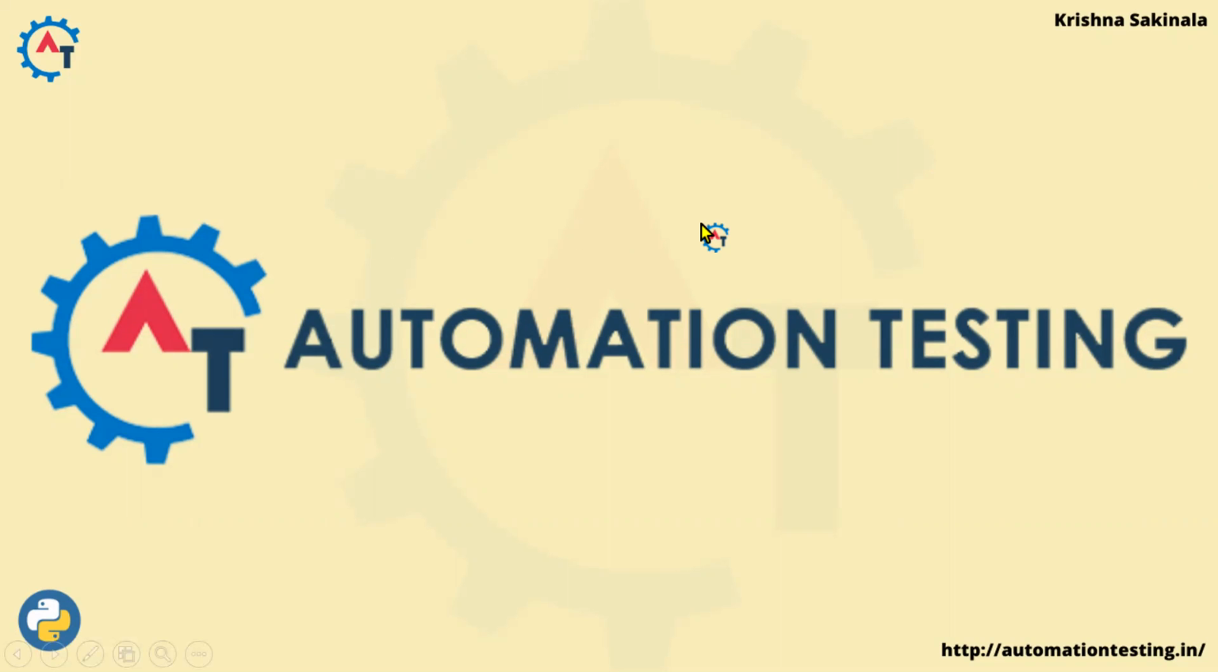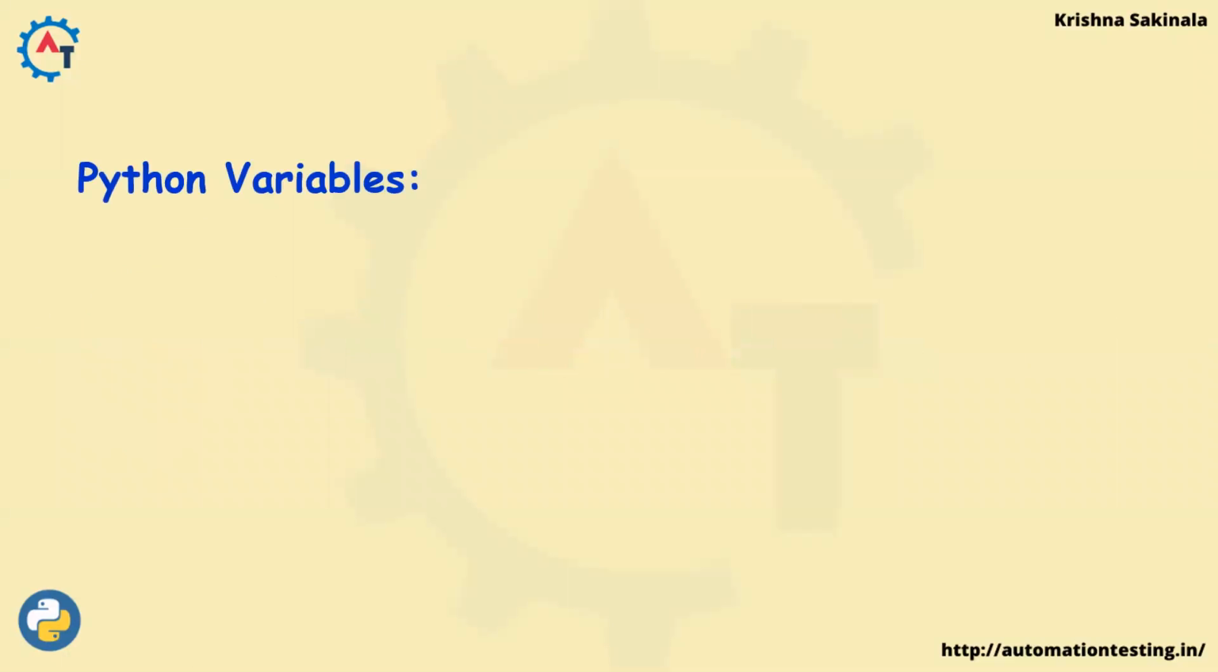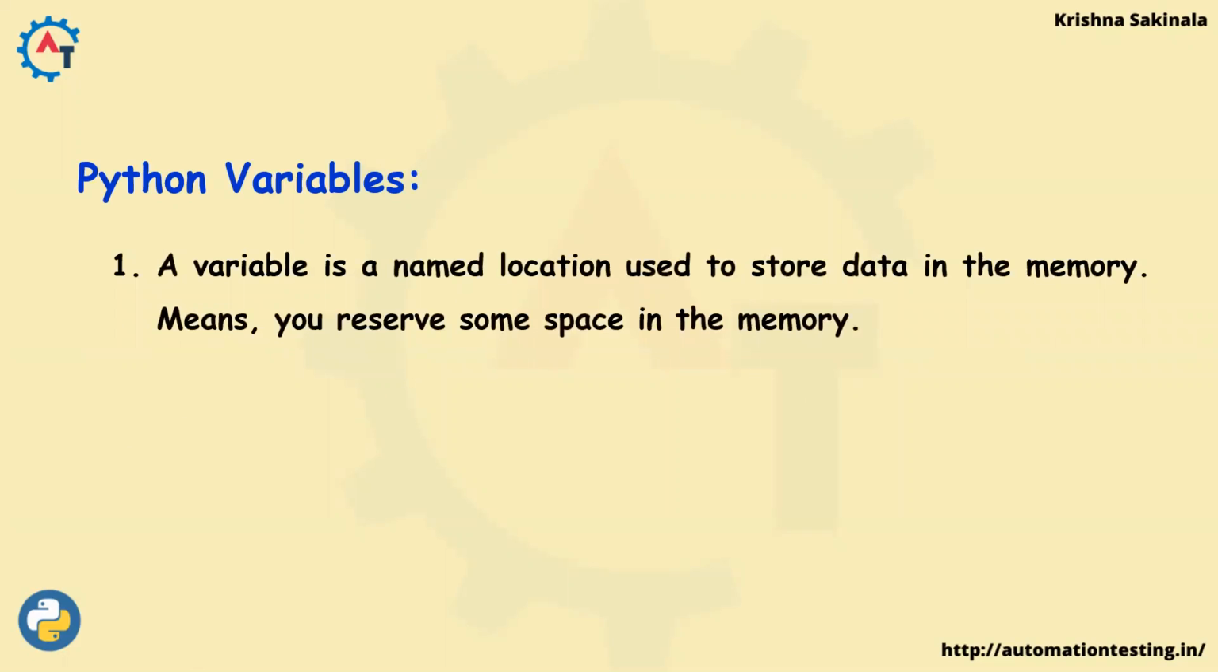In this video, we will see Python variables. A variable is a named location used to store data in the memory. It means you reserve some space in the memory by using a variable. A variable is a named location, which means in the memory, you will reserve some space for your variable.